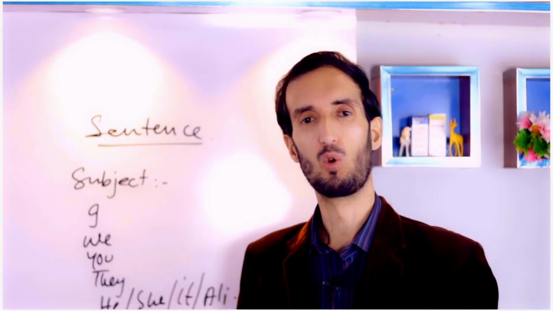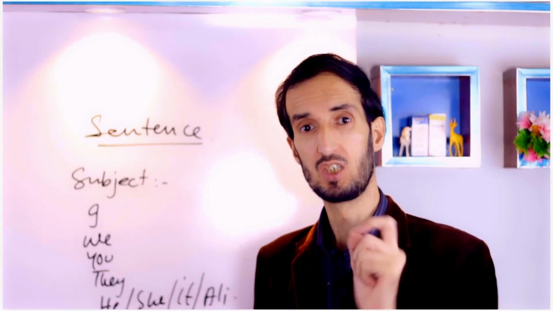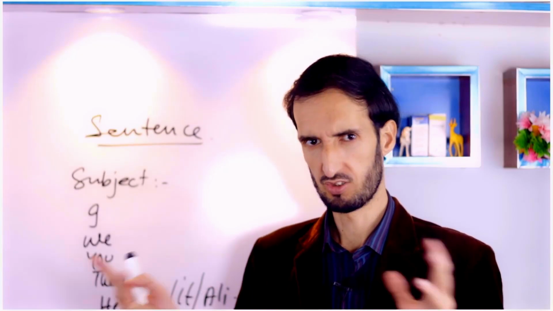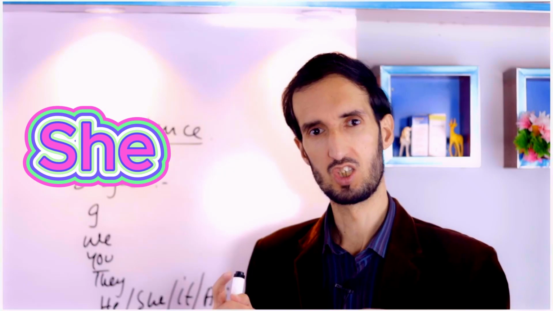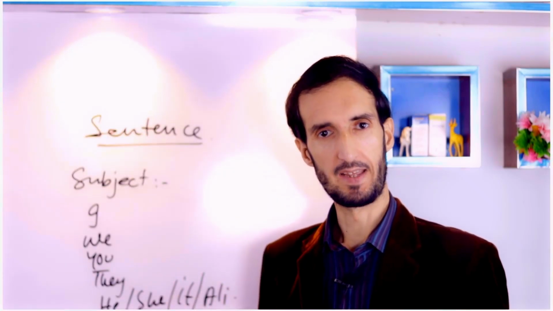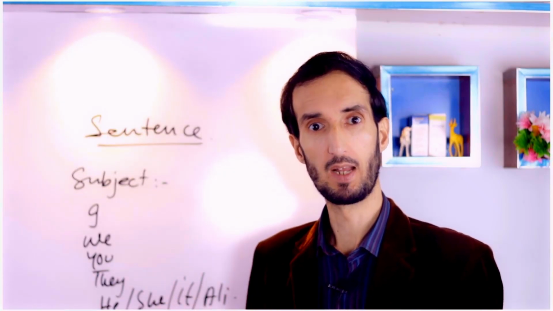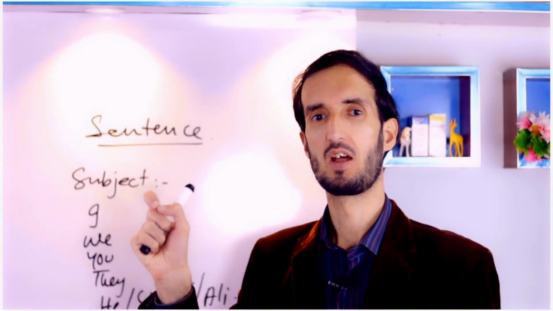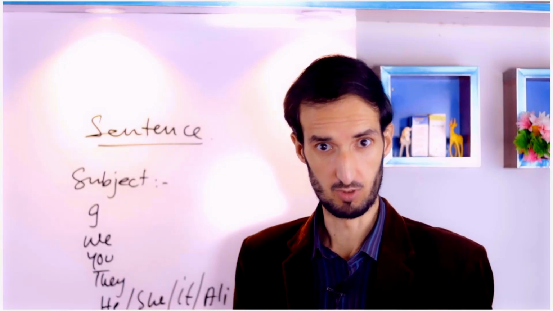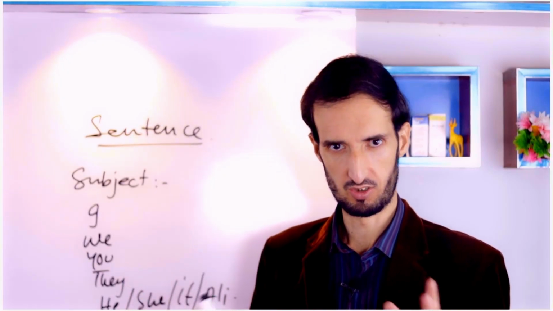Now I want to ask you what the subject is in this sentence. She watches the drama. Now, what is the subject here? Who does work? Who does the action here? She. So she is the subject. We play cricket. Now who works? Who plays? We. We is the subject here. The sentence is about we. So we is the subject here. I hope you have understood what the subject is.